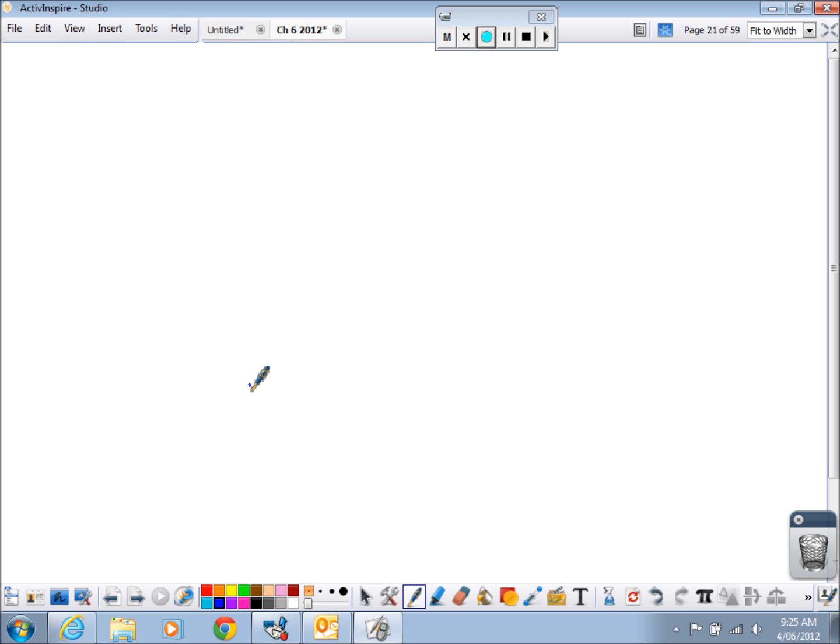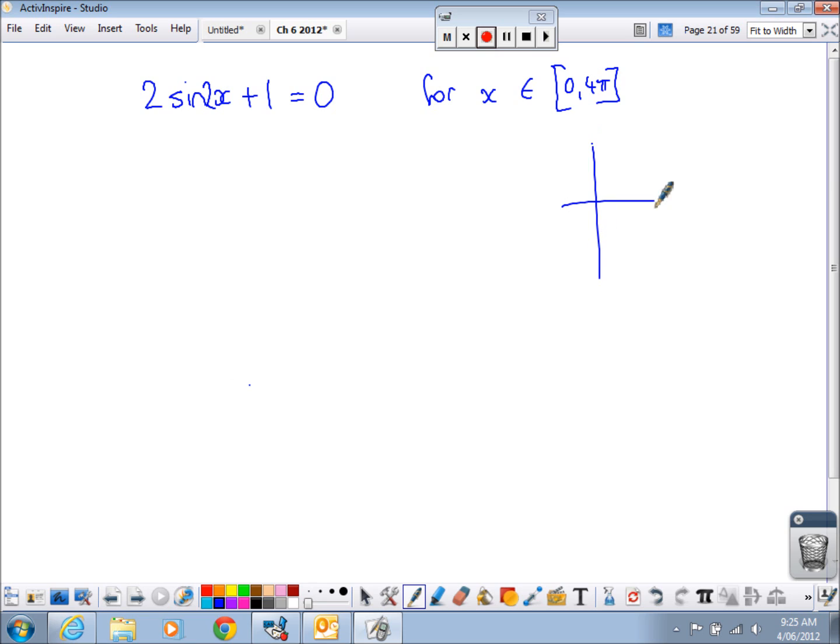What about 2 sine x plus 1 equals 0, for x an element of 0 to 4 pi. Actually, let's complicate it further and put a 2 there. Okay, don't be put off by that. A quick sketch so you know what you're dealing with. So it's a good chance to practice your sketching as well.